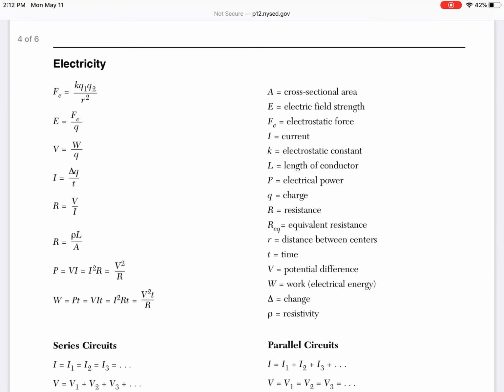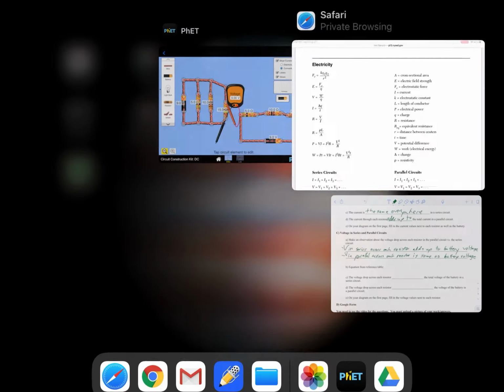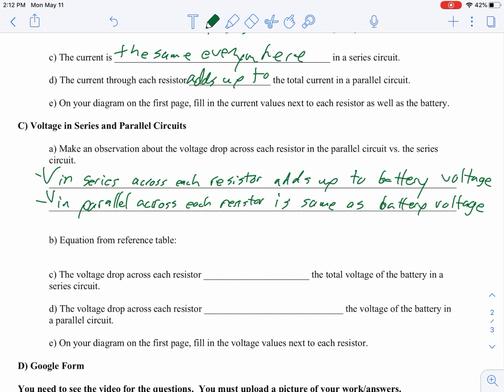So where does this appear on our reference table? Look at the next one. So now it's kind of switched. In a series circuit, current is the same everywhere. In a parallel circuit, voltage is the same everywhere, or across each object at least. All right?